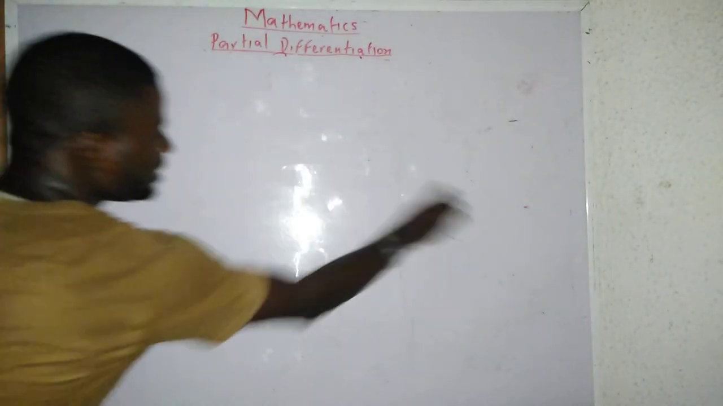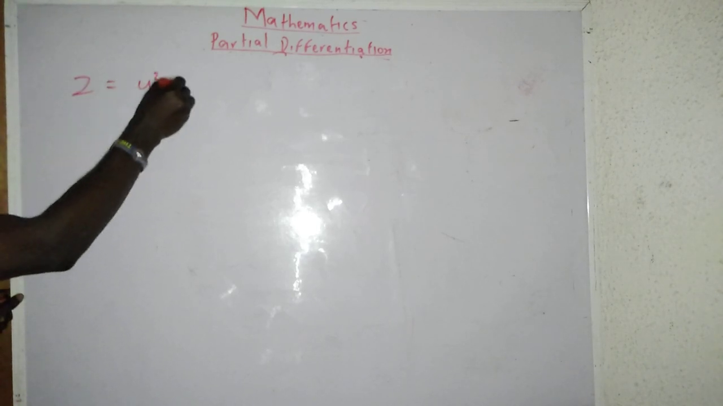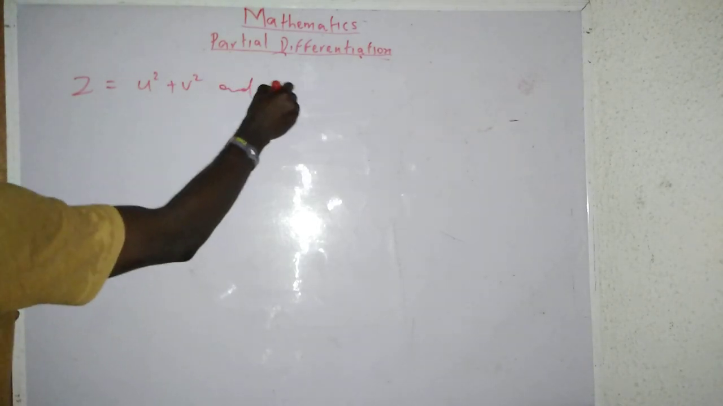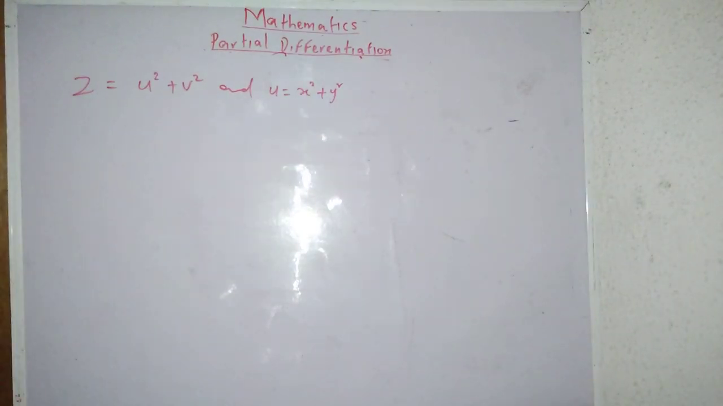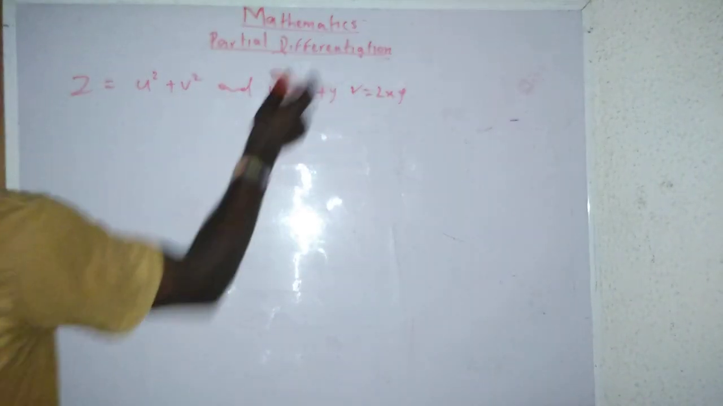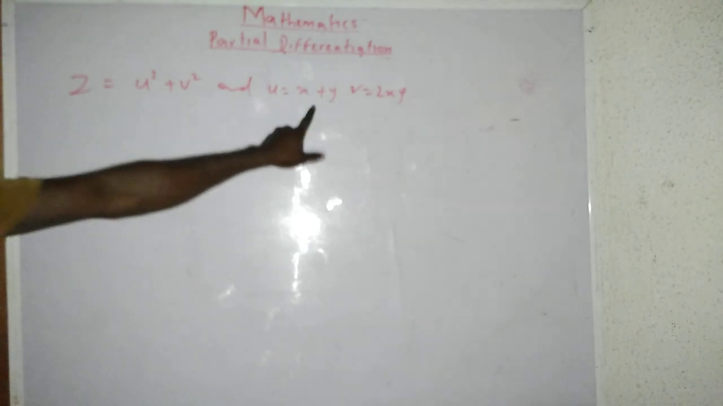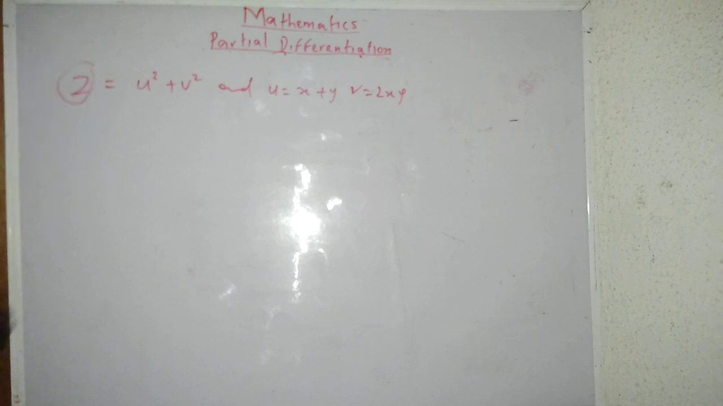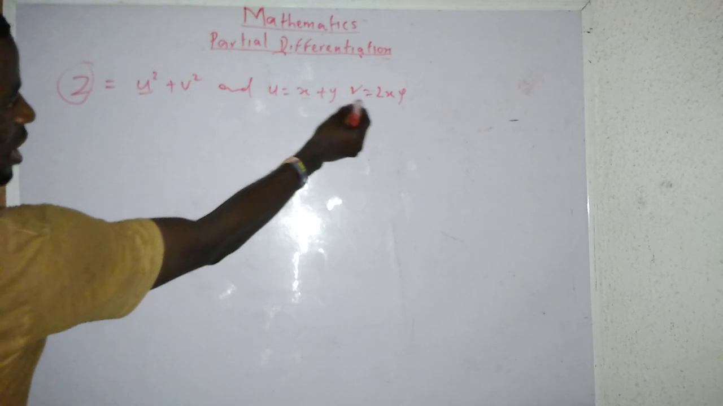Now, before I close this video, I want to show you something that is very, very common. It's another, easier way. For instance, I have z equals u squared plus v squared, and u equals x squared plus y squared, and v equals 2xy. Now, how do I solve this particular equation? This is the upper case, this is the middle case, and this is the lowest case.